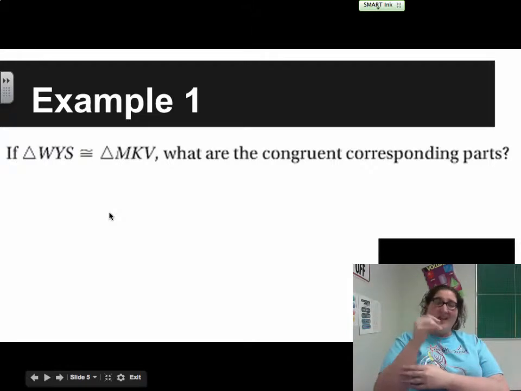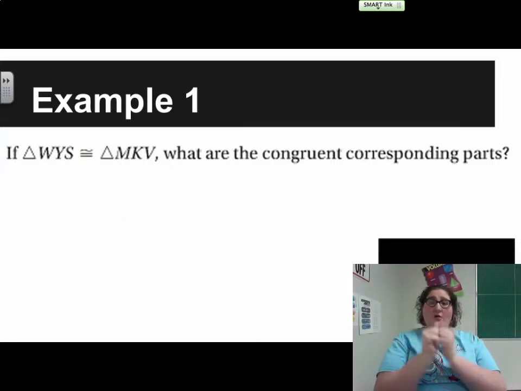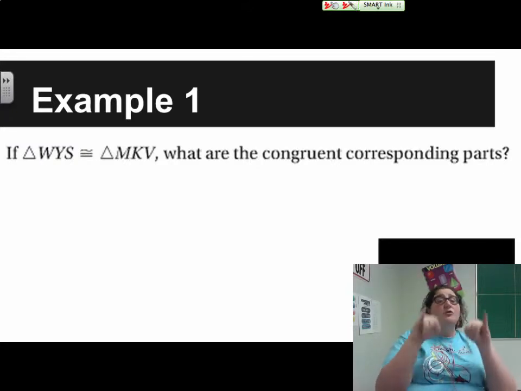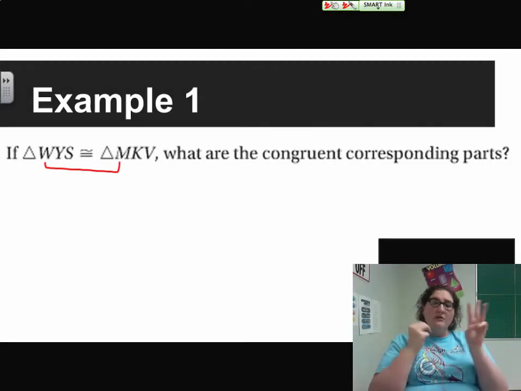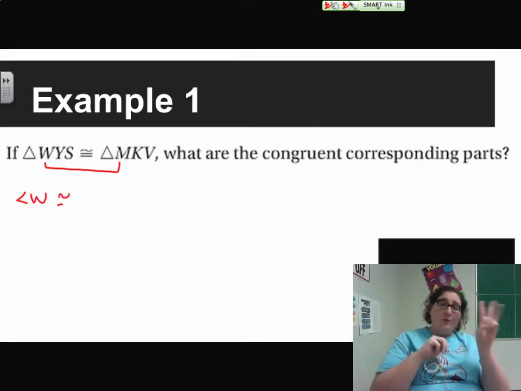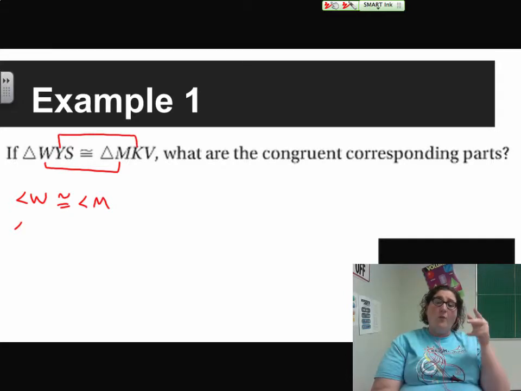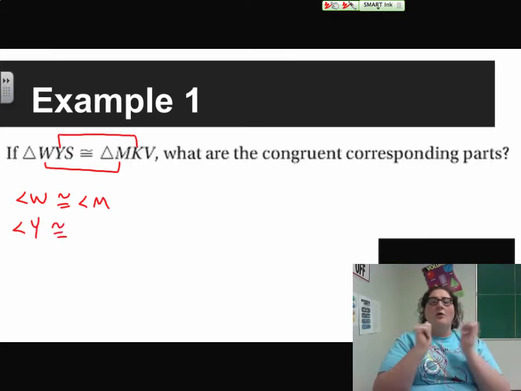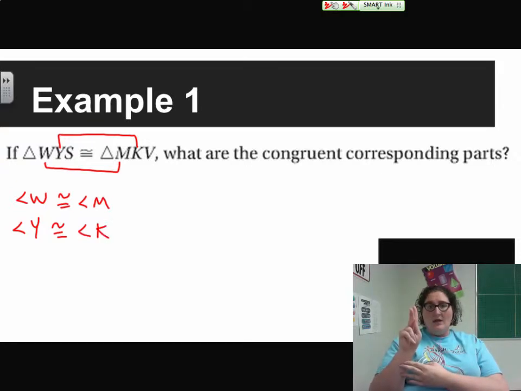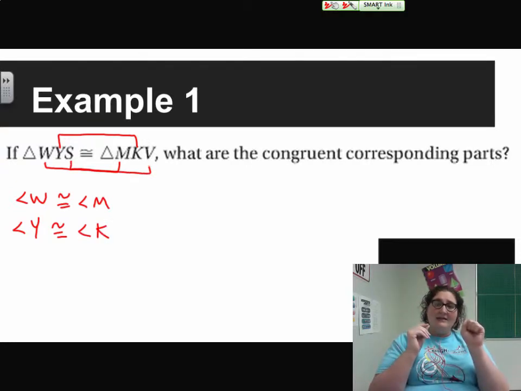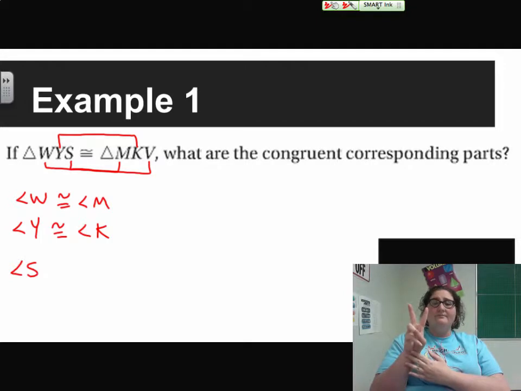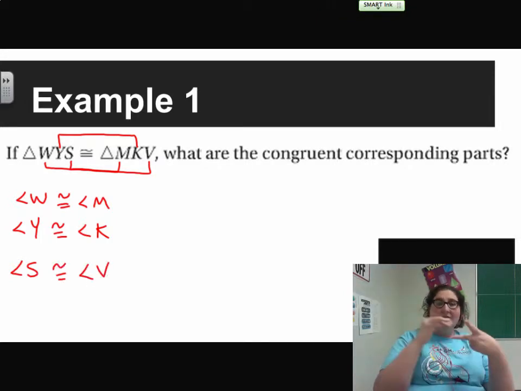Example 1. It says if triangle WYS is congruent to triangle MKV, what are the corresponding parts? Well, you could draw this out, or we know that W matches up with M. So I know that angle W is congruent to angle M. Angle Y is congruent to angle K. And S would be congruent to V. There's my 3 angles. Now I need my 3 sides.